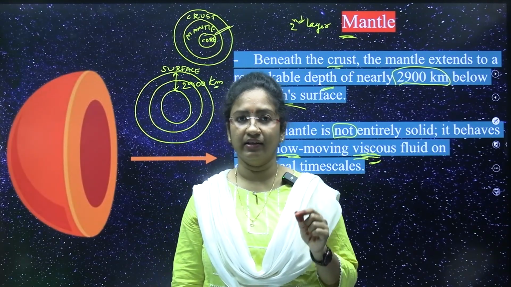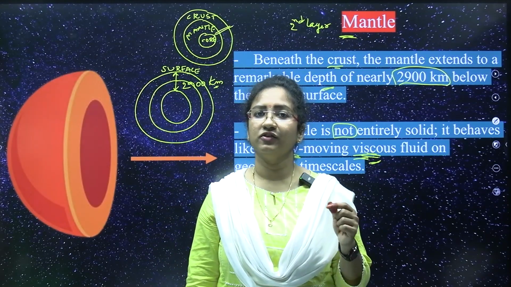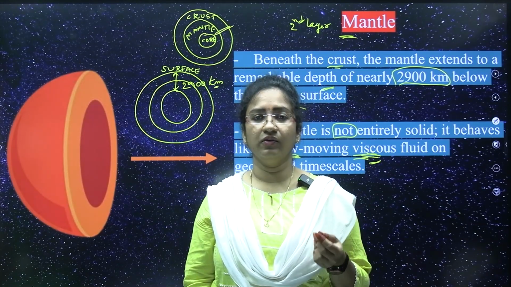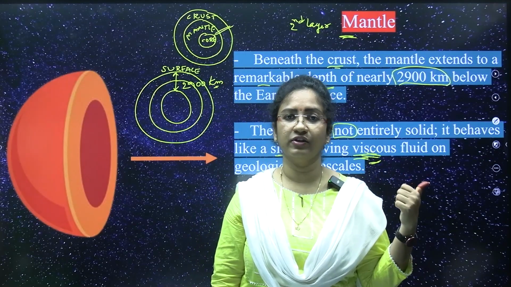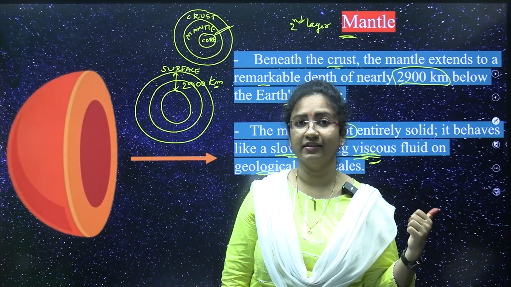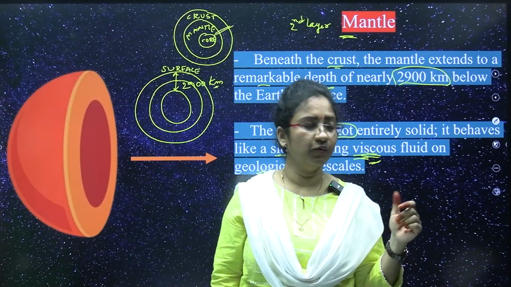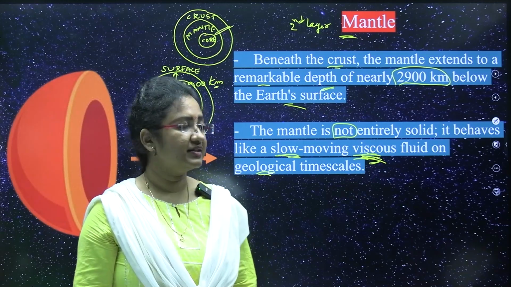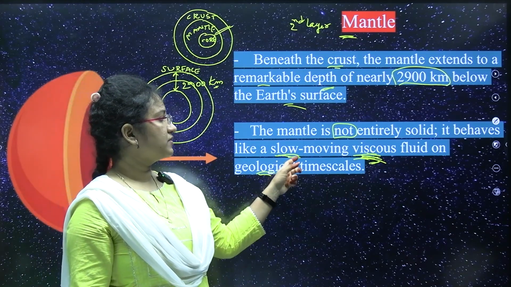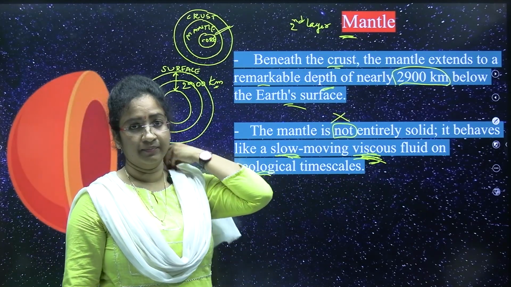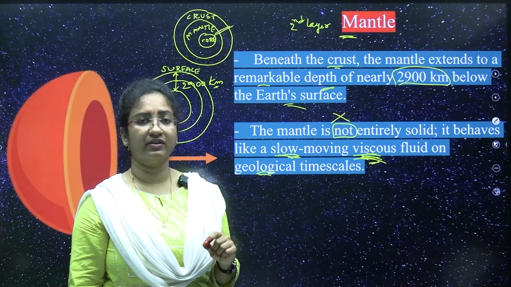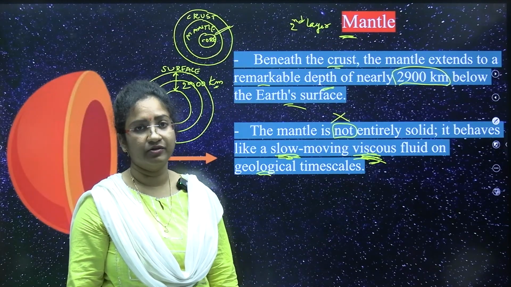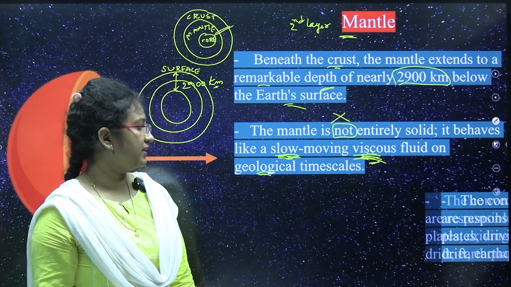So water, since it is a liquid, flows very fast. But in case of a fluid which has a lot of viscosity, it flows very slow. So the same applies to the mantle layer also. Here it consists of a slow moving viscous fluid, right? So just remember this, mantle is not entirely solid. This is one point that you have to remember. It behaves like a semi-solid or a viscous fluid which is moving very slow. So this is what is present in the mantle layer.